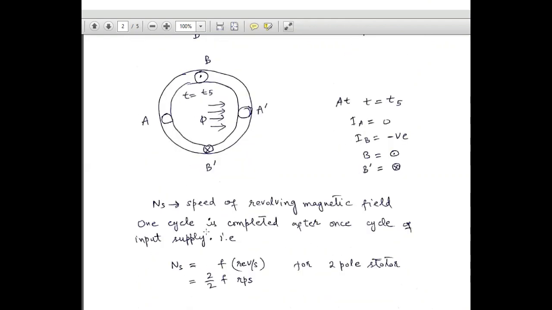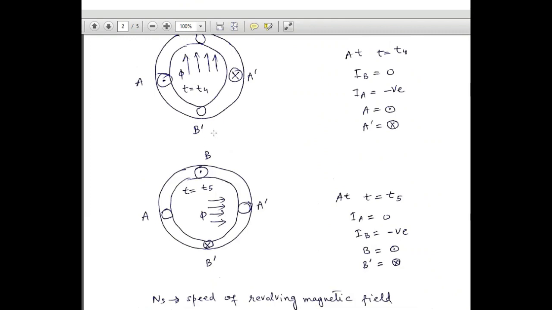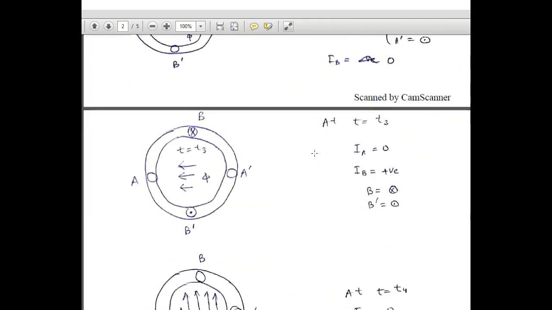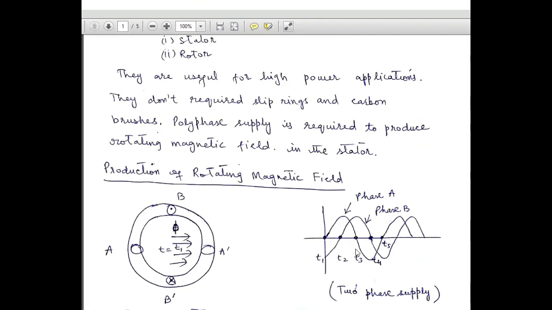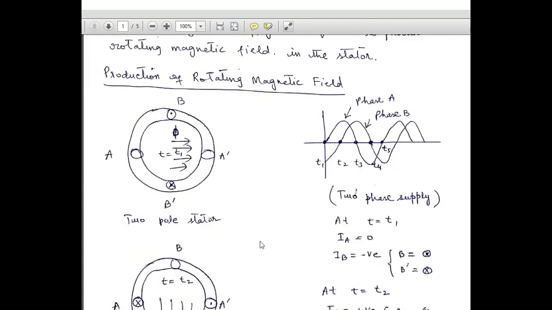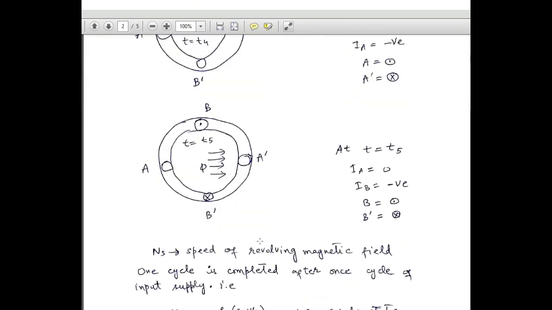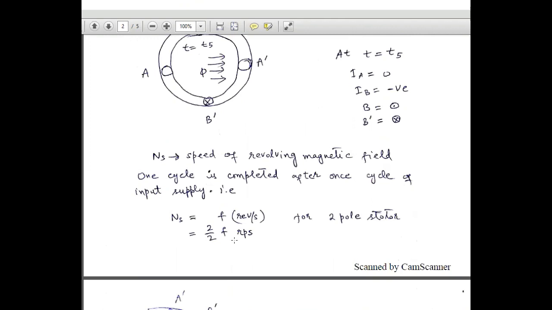Now we have to derive an expression for the speed of the revolving magnetic field, and that speed is also called synchronous speed, and it is represented by Ns. By analyzing these figures, we can see when one cycle of this AC supply is completed, the magnetic field also completes its one cycle. So it means the frequency of the AC supply is equal to the synchronous speed, or Ns is equal to f.